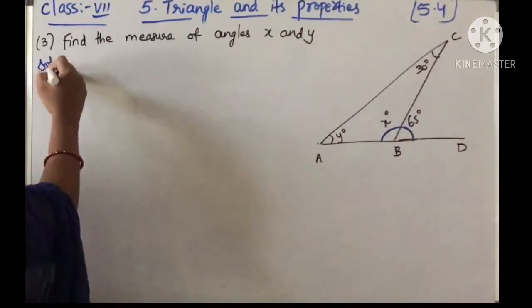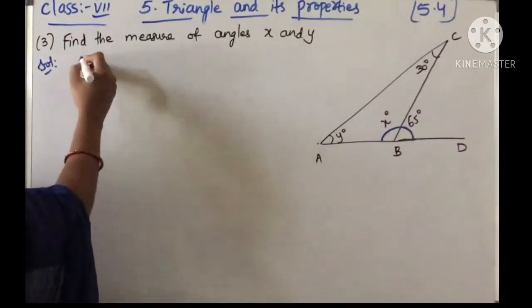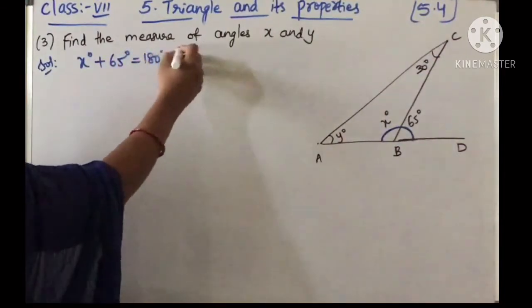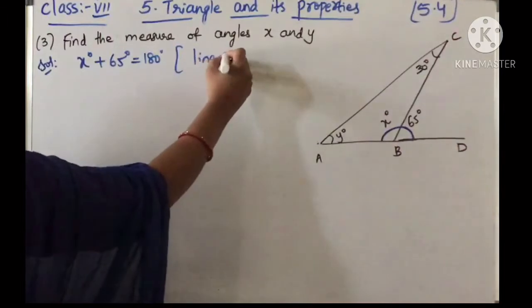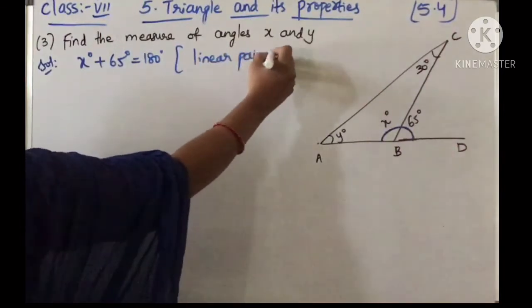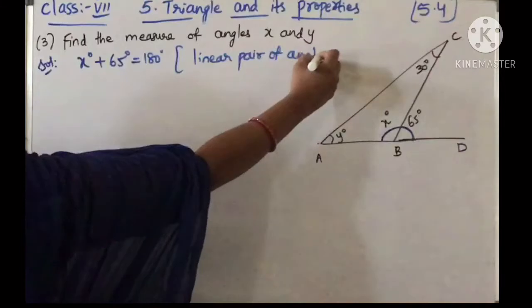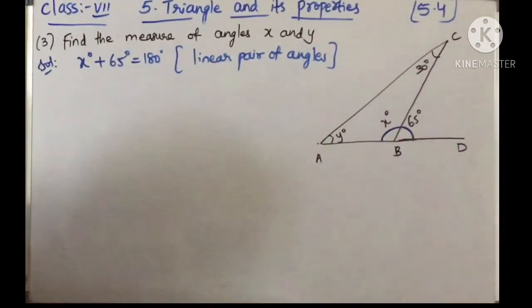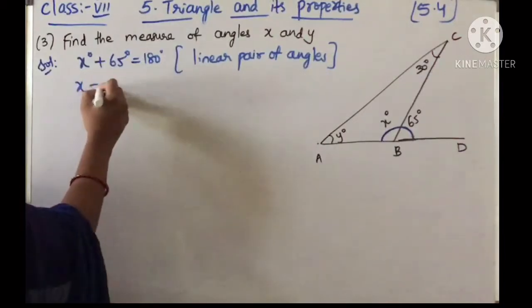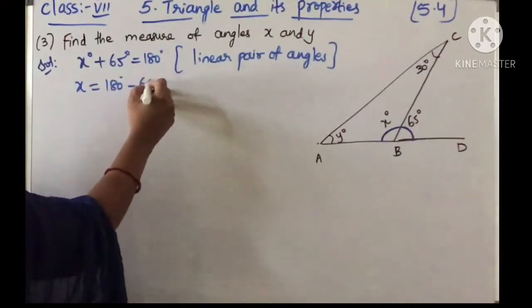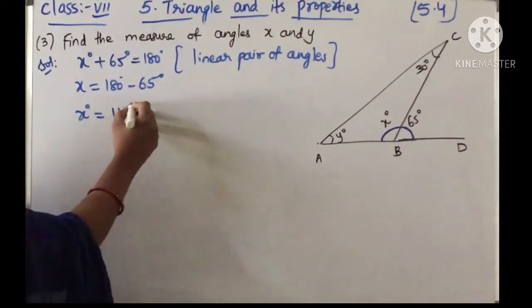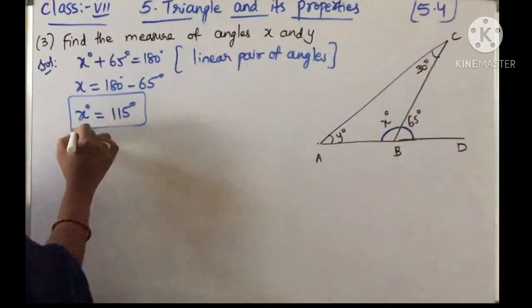So by taking the linear pair, I can find the value of x. Coming to the solution, in the figure, x degrees plus 65 is equal to 180. This is nothing but the linear pair of angles. So what is a linear pair? The sum of two adjacent angles on a straight line is 180 degrees. Now what is x here? 180 degrees minus 65 degrees. So x degrees is 115 degrees. So you got the value of x.